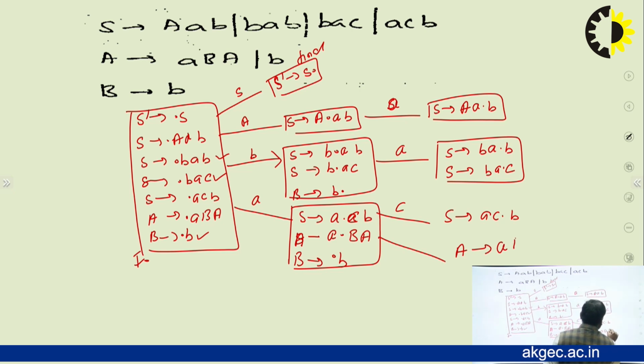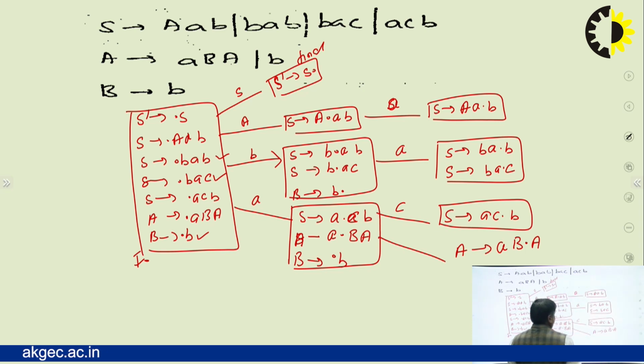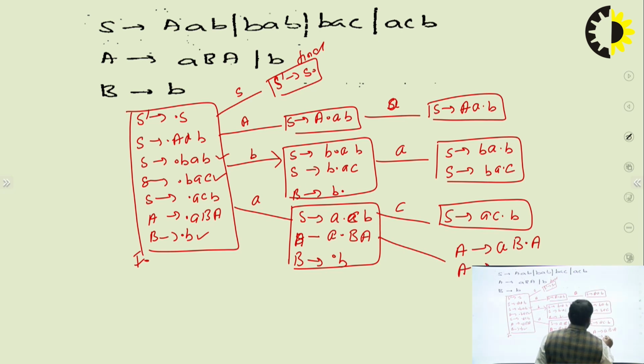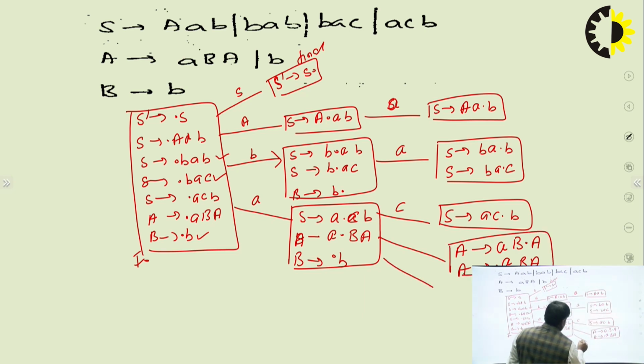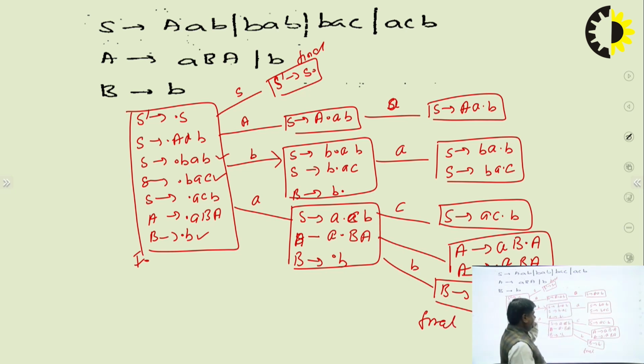And now what is this one? A tends to AB dot A, so we need to further explain the A production rule. What is the A production rule? That is A tends to dot ABA, and here is a B, and B tends to B dot. This is the final state.